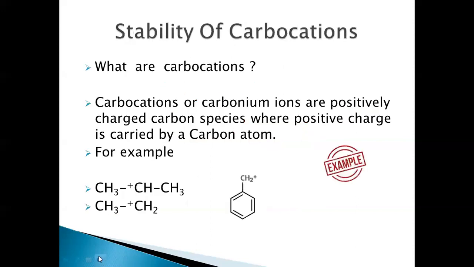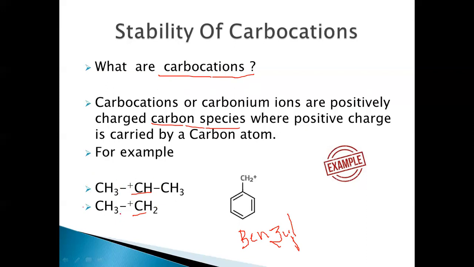Let's see the stability of the carbocations based on the mesomeric effect. So what are carbocations? The carbocations are nothing but the positively charged carbon species. For example, this is a secondary carbocation, this is a primary carbocation, and this is a benzyl carbocation. So how are these carbocations stabilized?